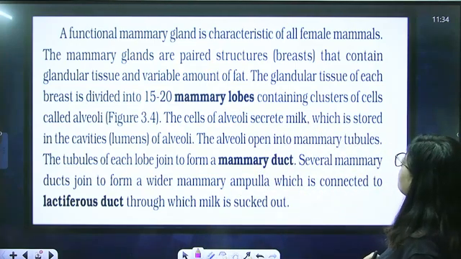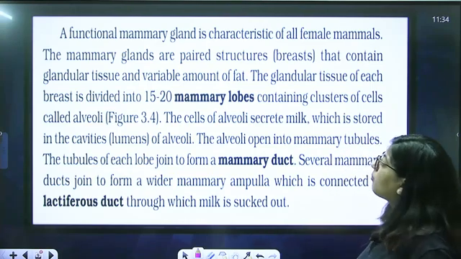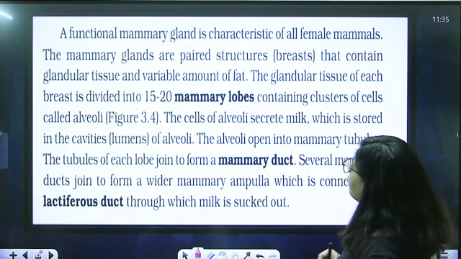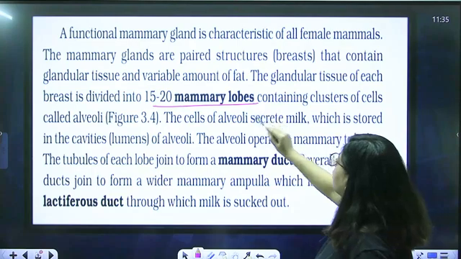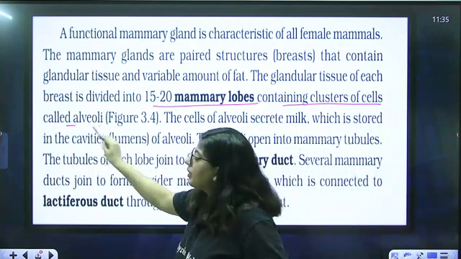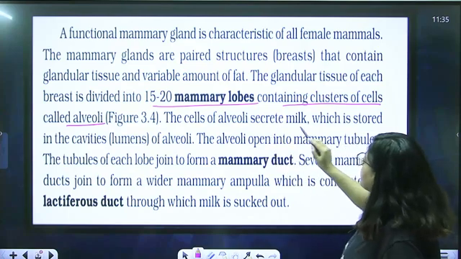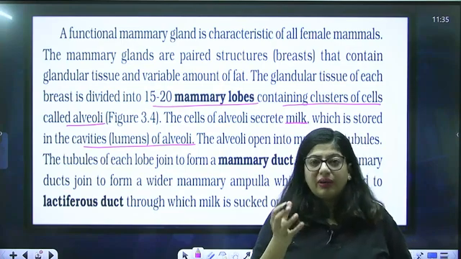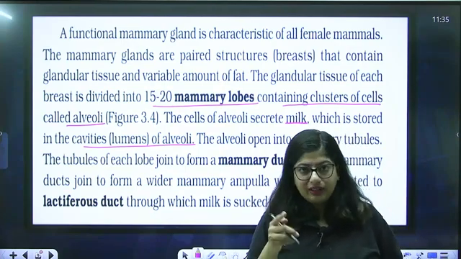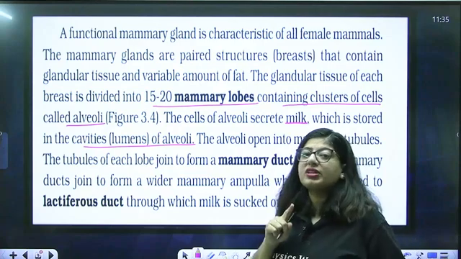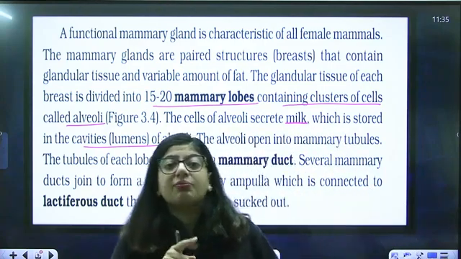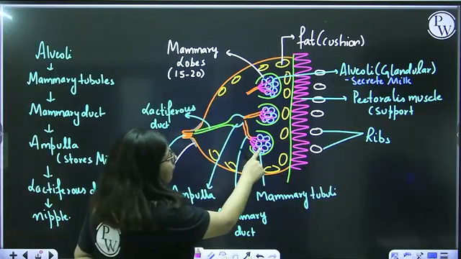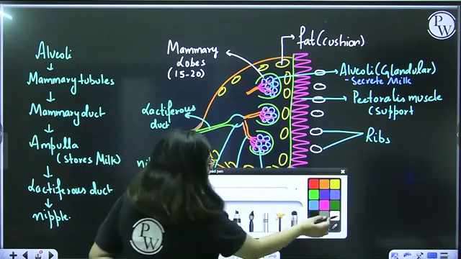The mammary glands are one pair known as breasts that contain glandular tissue and a variable amount of fat. Variable amount of fat means that it differs from person to person. The glandular tissue of each breast is divided into 15 to 20 lobes containing clusters of cells called alveoli. The cells of alveoli secrete milk which is stored in the cavities or lumens of the alveoli. So the milk is first stored inside alveoli and also in the ampulla. Most students get confused about where milk is stored. So the milk is stored at two places. One, milk is stored in the lumens or cavities of alveoli, like here.